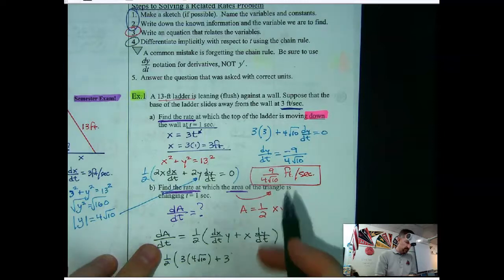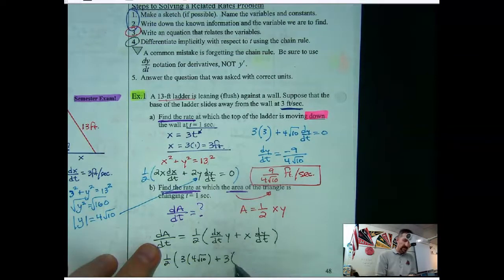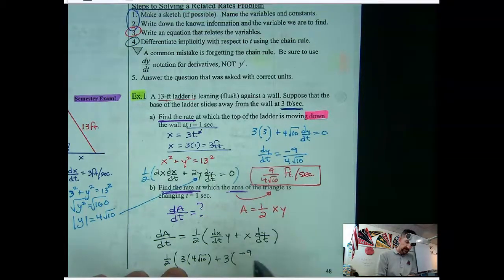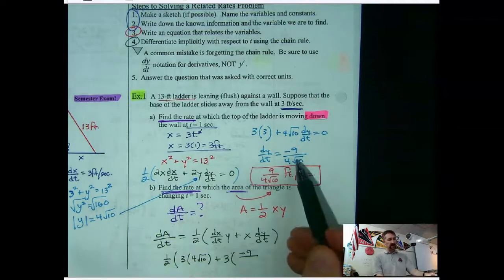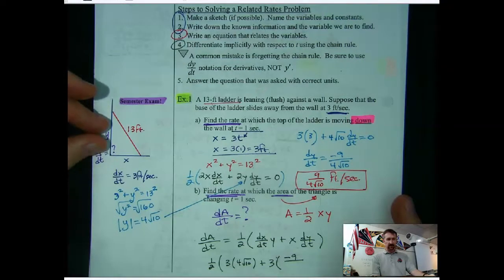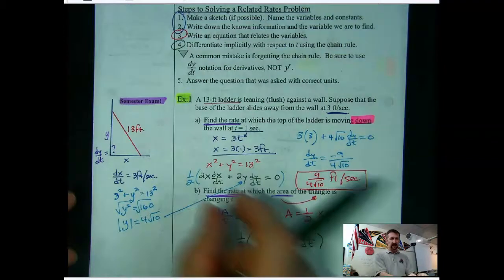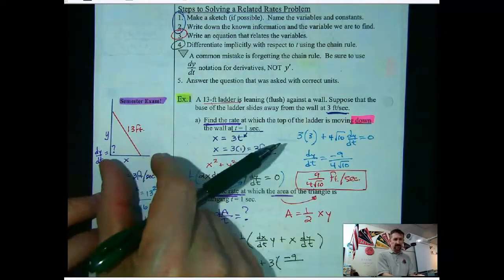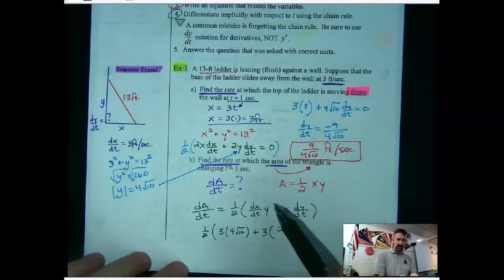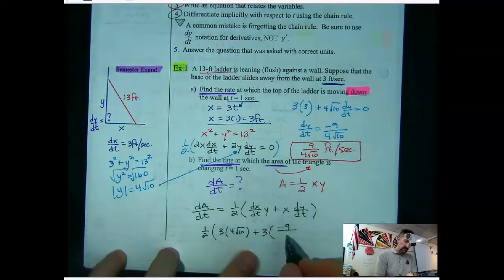Dy dt was, now here, this is where that negative comes. This should be negative. Okay? The reason that dy dt is negative is because this is getting smaller, this distance. And dx dt is positive because this is getting larger. Okay? So, pretty tricky here. You got to keep the negative in here. So that's going to be 4 root 10. We do not have to rationalize the denominator anymore.